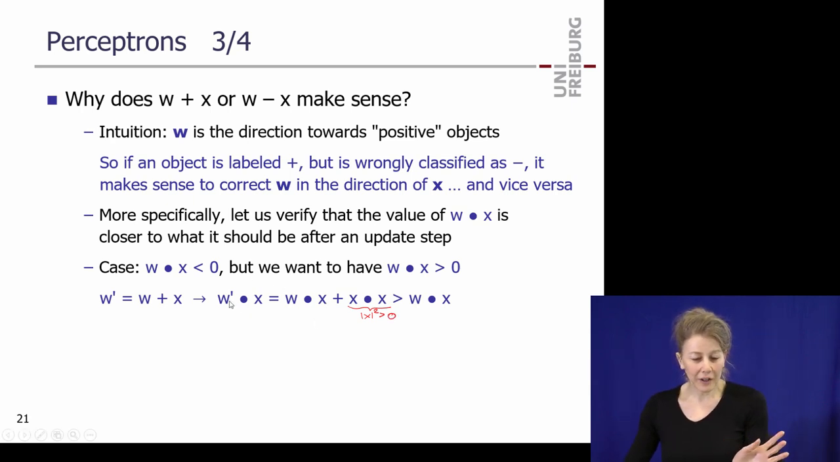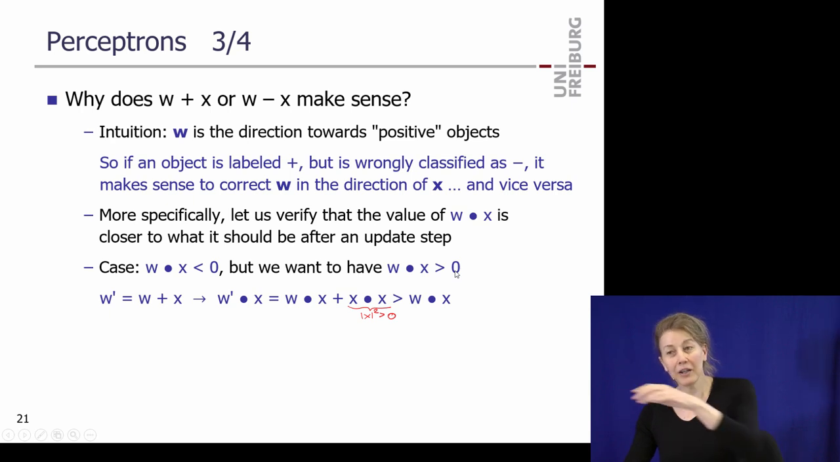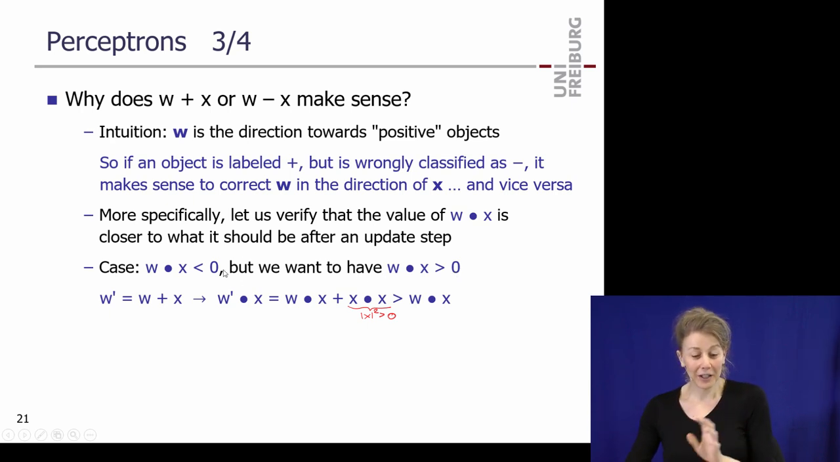Which means by changing the weight vector in this way, the new product will be larger than the old one. And before it was negative, I want it to be positive, I'm making a change in the right direction. That's all you need to understand at this point. It's negative, I want it to be positive, this makes a change in the right direction.